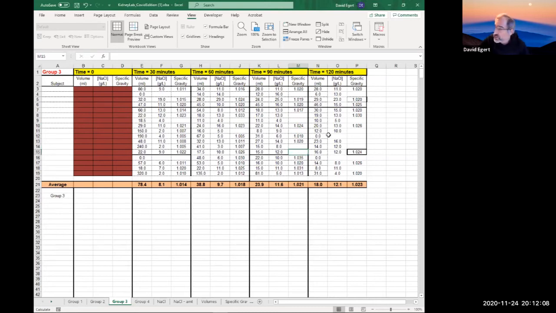Can you see that? All of these squares here don't have anything for specific gravity. That is because this is group 3. If you take a look, the volumes are really small, like 14 milliliters, 0 milliliters. They didn't pee at all.